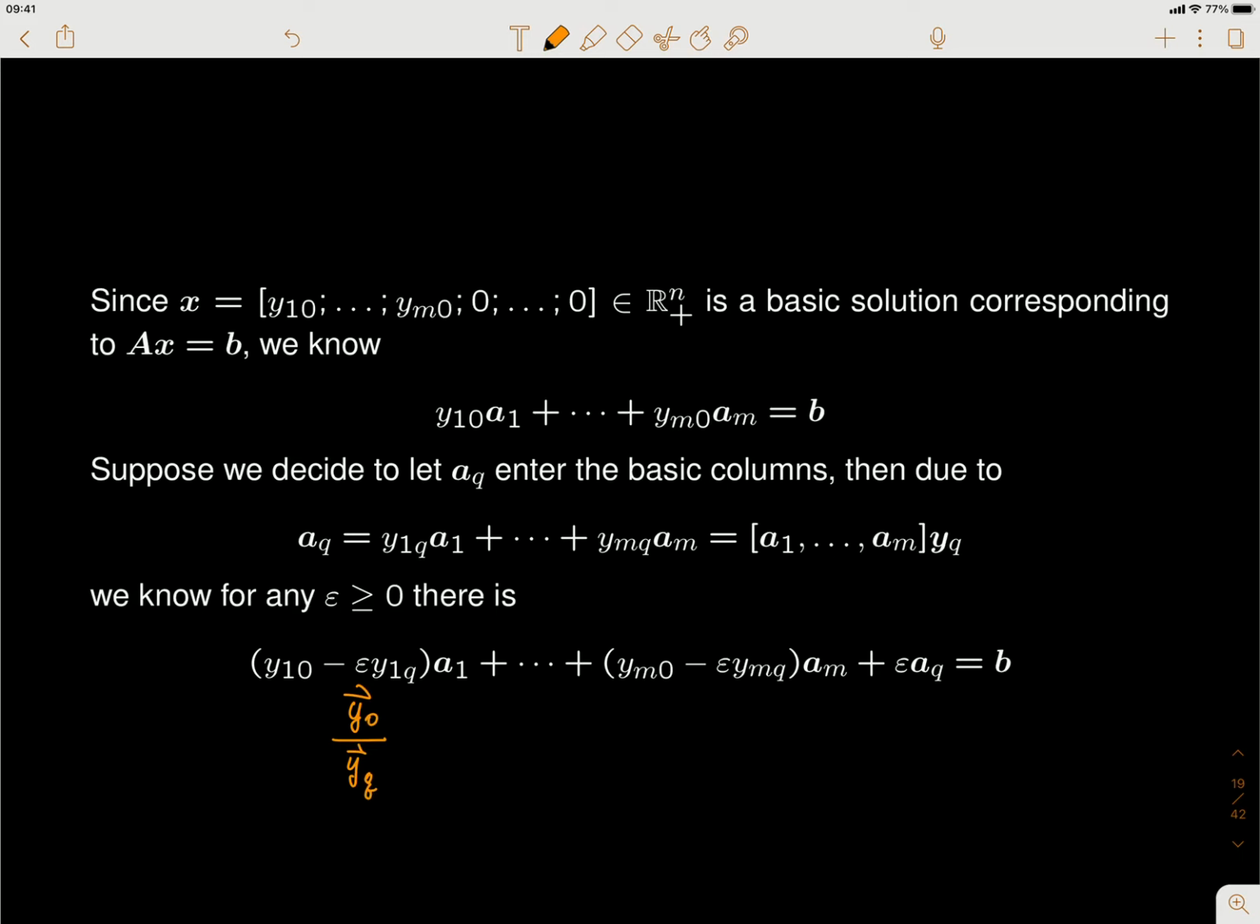As we said, by taking the component-wise division of these two vectors, we'll get a new vector, and just choose the smallest positive number of this vector. That will be our epsilon. And when we plug this epsilon into this equation here, then we'll get one of these coefficients 0. And then we introduce the AQ as a new basic column and remove the one with the 0 as the coefficient from the original set of basic columns.